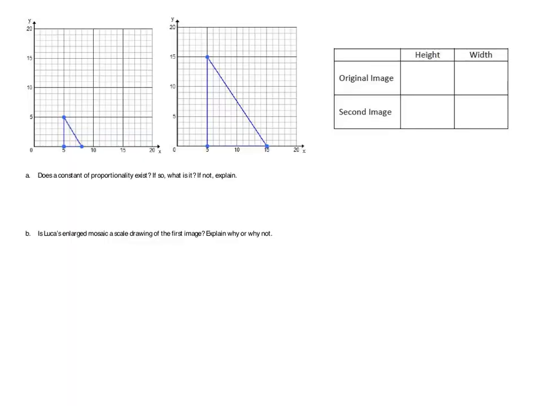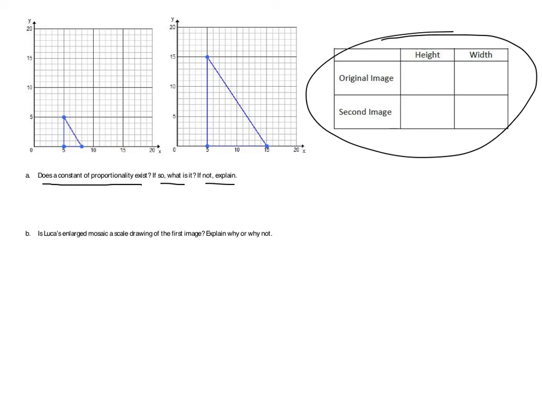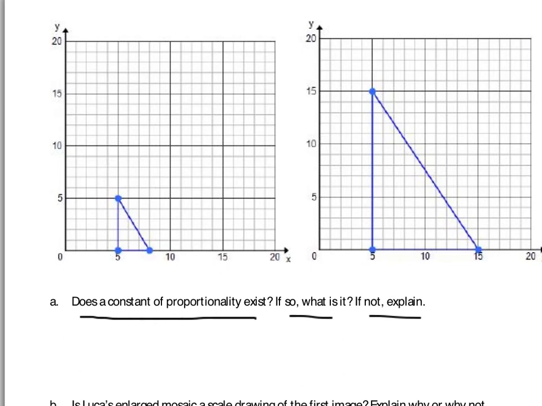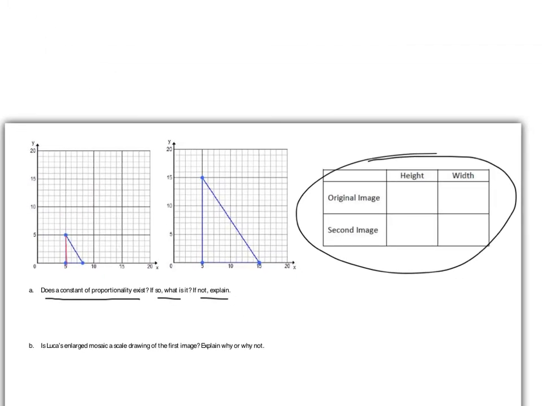In this problem, you're asked to identify whether the two triangles are proportional or not. And I guide you through by asking you if a constant of proportionality exists. If so, what is it? If not, explain. So they give you a chart up here to help you compare those two things, height and width. And so we're going to go ahead and look at those measurements here. For the first one, I can see that the height appears to be 5, and the width appears to be 3.